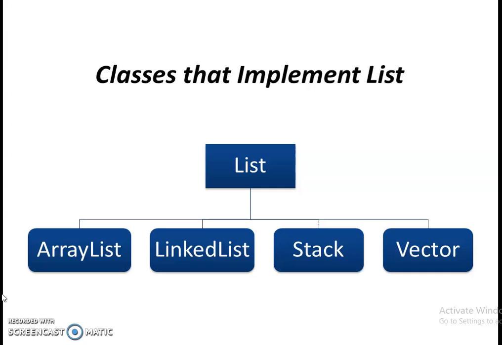Now we will go further in the collection framework hierarchy. So far we have seen that the root interface is Collection. Next we have List interface that extends Collection. Now we have classes that implement List. These classes are ArrayList, LinkedList, Stack, and Vector. So these classes have all the methods of List and Collection, right?